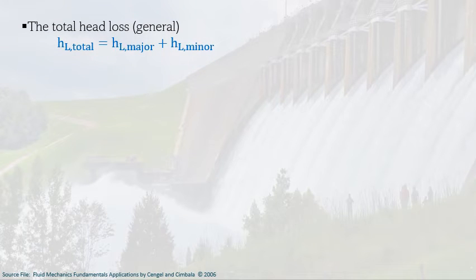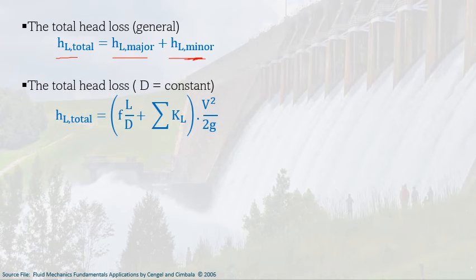Therefore, the total head loss in general can be computed using the formula: head loss total is equal to the head loss major plus the head loss minor. The major losses are those because of the length of the pipe, because of the piping itself. The minor losses are due to those parts of the piping systems that I discussed a while ago. The total head loss, if the diameter of the pipe is constant, can be computed using this formula here.